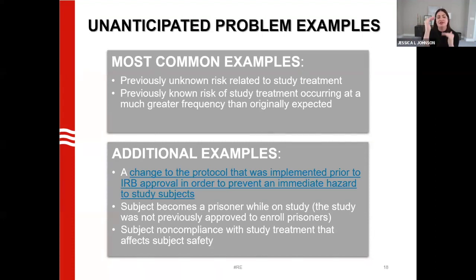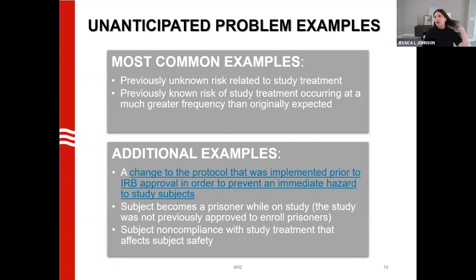Additional examples of things that don't fall under that pretty straightforward umbrella of an adverse event, that we would want reported as a potential unanticipated problem, would be those times that Catherine mentioned previously where you need to implement a change prior to IRB review to eliminate an immediate hazard to a subject.